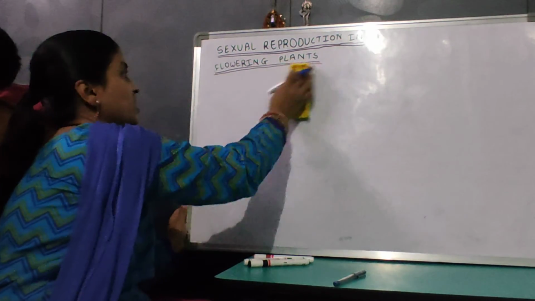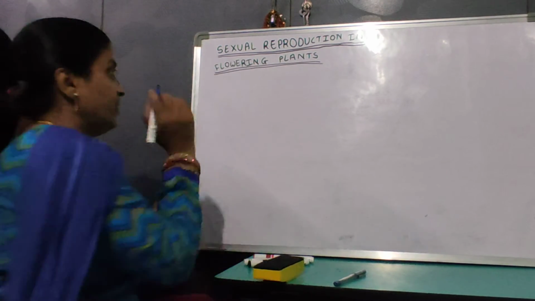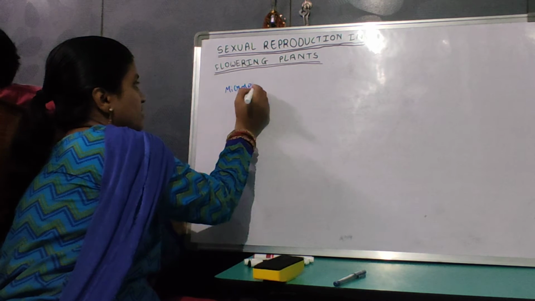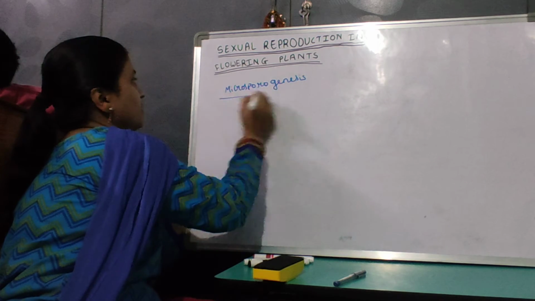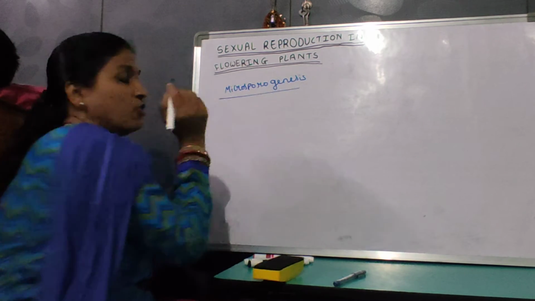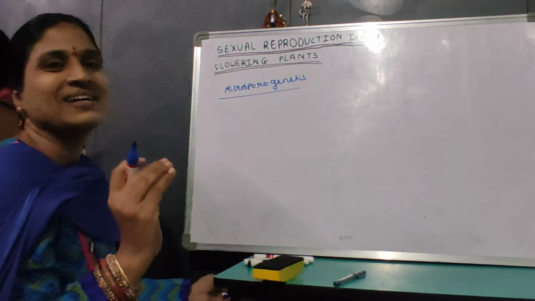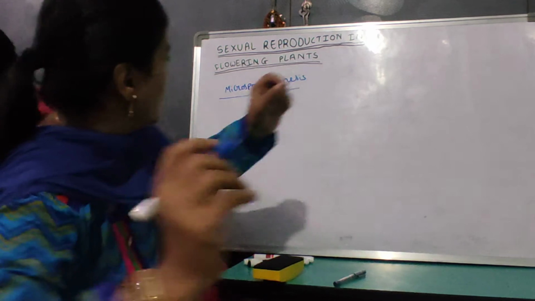Now we are going to see how the pollen grains are formed, meaning the formation of microspores. That process is called microsporogenesis. Microsporogenesis means genesis of the microspores, formation of microspores. Microspores are nothing but the male gametes. Okay, so how are they formed?